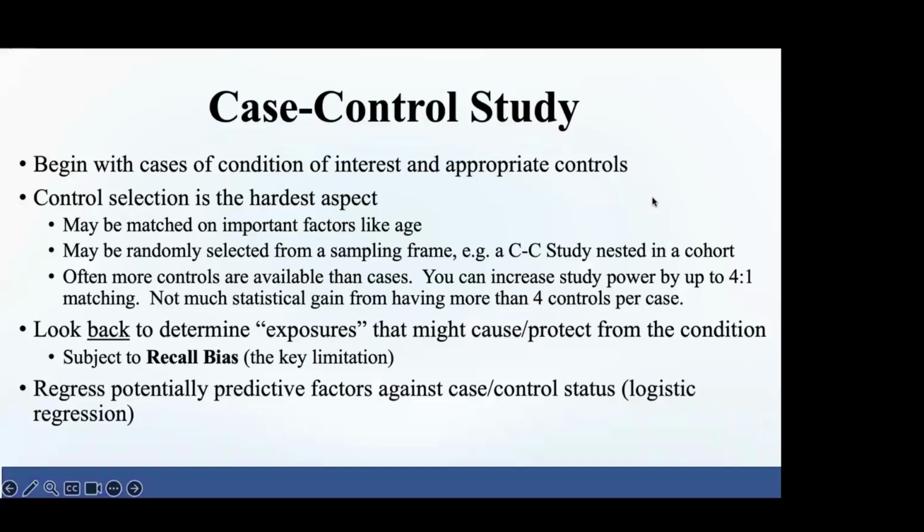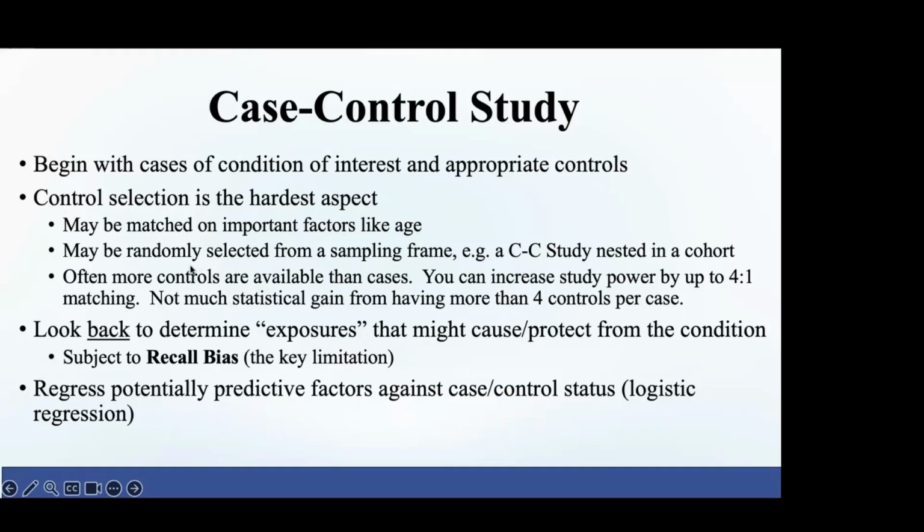All right, so a case control study is the next method. With a case control study, we start with the diagnosis. So cases of a condition of interest and appropriate controls. And the appropriateness of the controls is the hardest aspect of the study that's most likely to mess up the study. And it could be matched based on important factors like age. You might do random selection from a sampling frame, like if you're doing a case control study in a cohort study that you often would do if you had specimens, but you don't want to use all the specimens in the cohort.